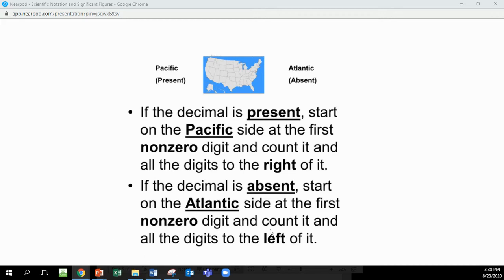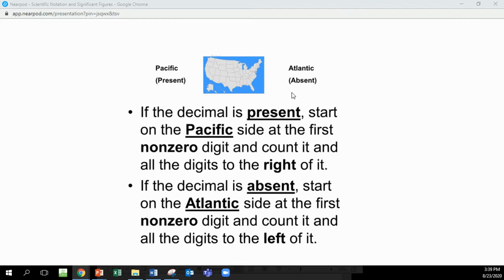The first thing you do, and we're going to do examples, so this will make sense in a minute, is you think of the United States. All right, here's Texas, here's Florida, New York's up here, here's California. What you have on the left side of the United States is the Pacific Ocean. What you have on the right side is the Atlantic Ocean. So the Pacific is on the left, the Atlantic is on the right.